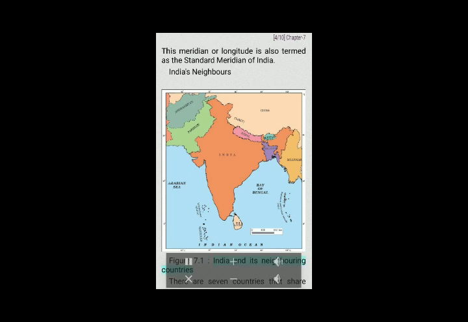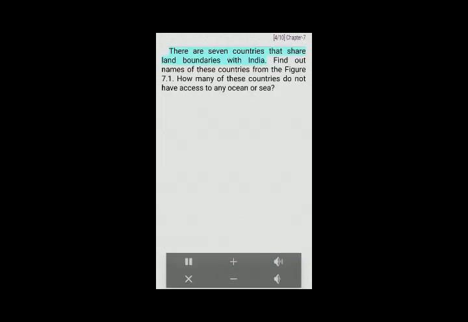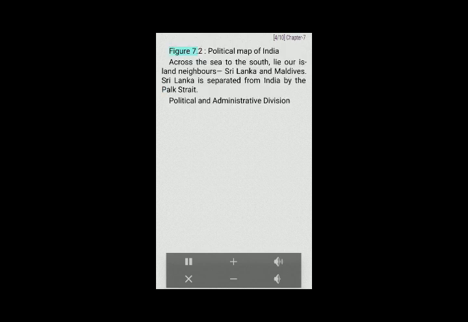India's neighbors. Figure 7.1. India and its neighboring countries. There are 7 countries that share land boundaries with India. Find out names of these countries from the figure 7.1. How many of these countries do not have access to any ocean or sea? Figure 7.2. Political map of India. Across the sea to the south lie our island neighbors, Sri Lanka and Maldives. Sri Lanka is separated from India by the Palk Strait.